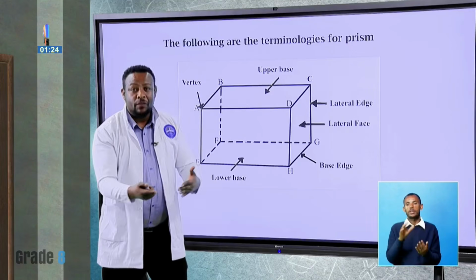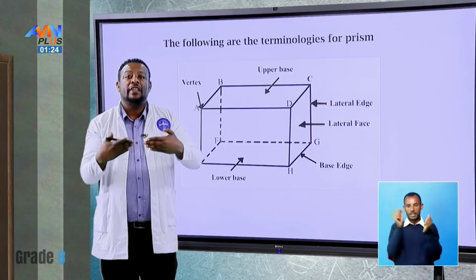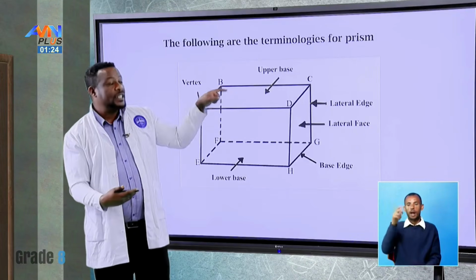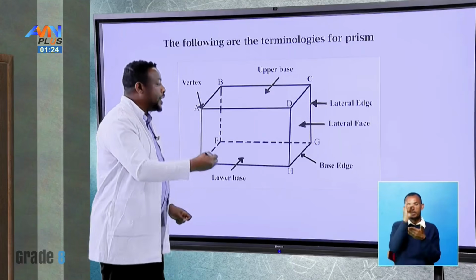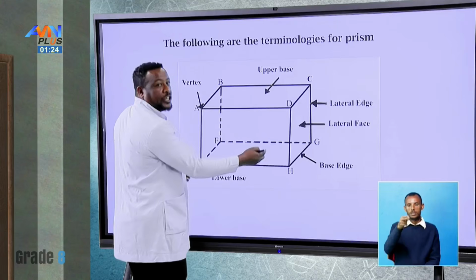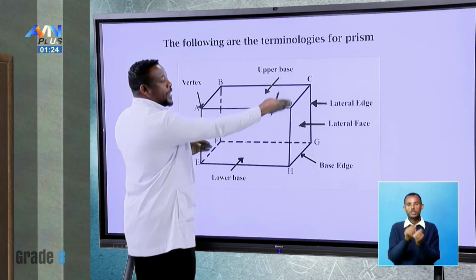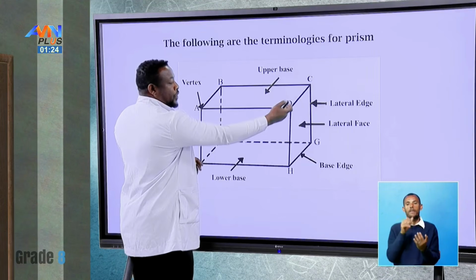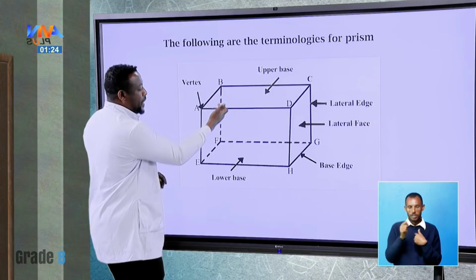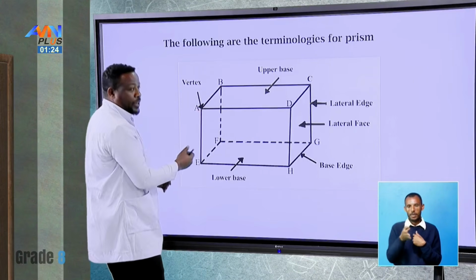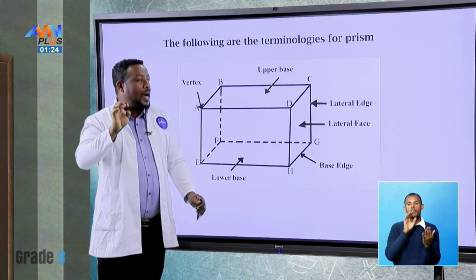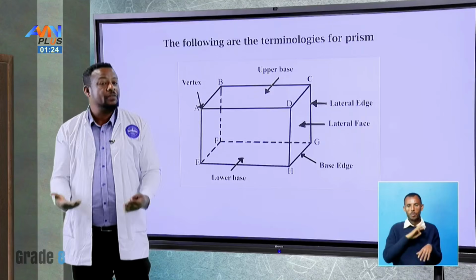As I said before, the intersection of any 2 lateral faces is called a lateral edge. In this figure, our lateral edges are DH, which is the intersection of the front face and this face, CG, BF, and AE. We have 4 lateral edges, and at the same time we have 4 lateral faces.